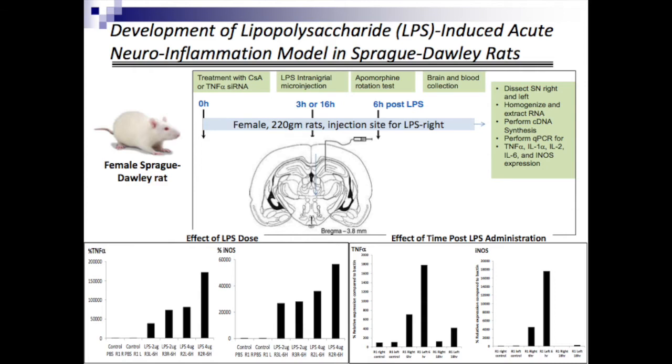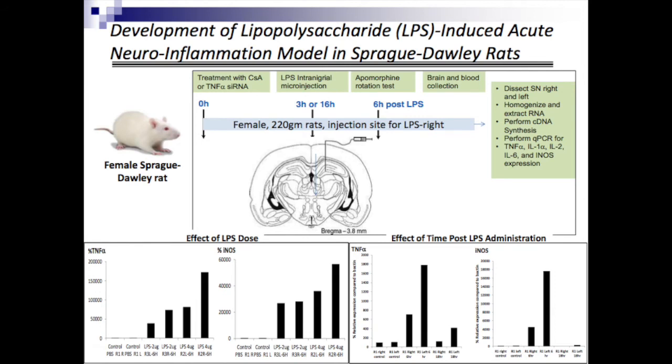This is a surgical model using Sprague-Dawley rats. The LPS in this case is administered using a catheter into the brain, into the substantia nigra region of the brain, which, as I mentioned, is critical in Parkinson's disease. And once the LPS is administered to that area of the brain, it generates the inflammatory signals, and we can monitor. So we looked at the effect of LPS dose on TNF and iNOS levels in the brain, as well as how long that effect persists.